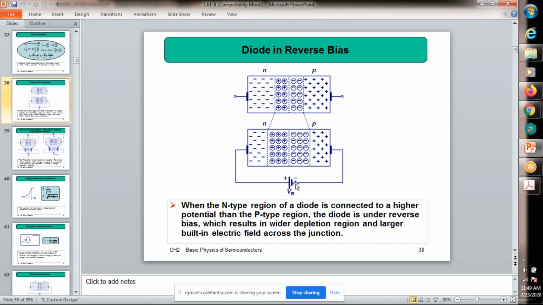Now we connect a potential voltage in such a way that positive potential is connected to the N-type material, negative potential is connected to the P-type material, right? Such type of connection is called the PN junction diode in reverse bias condition, right? What is the connection here? We connected the battery. Battery positive potential is connected to the N-type semiconductor material. Battery negative voltage is connected to the P-type semiconductor material.